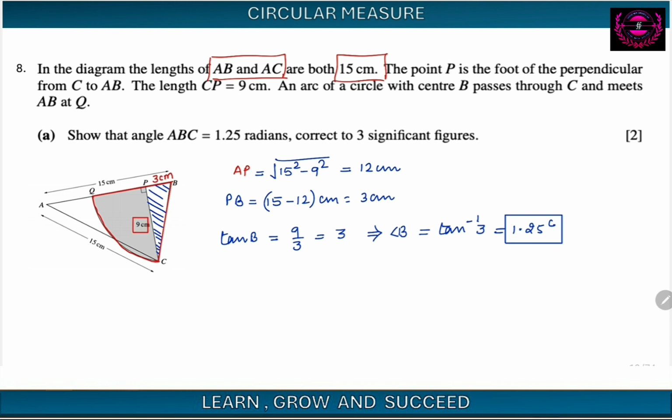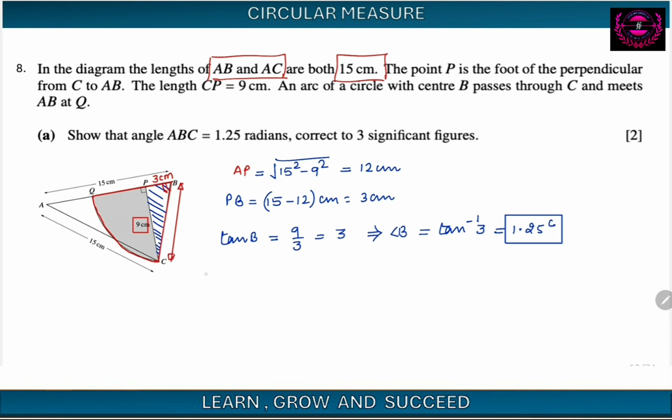But how can we calculate the area of the sector, which is half r squared theta? Theta we have already calculated, which is 1.25 radians, which is angle B. Now our objective is to find the radius, which is BC or BQ. How can we find the length of BC or BQ? I can find the length of BC from triangle BCP using Pythagoras theorem, and this will be our radius for the sector area.